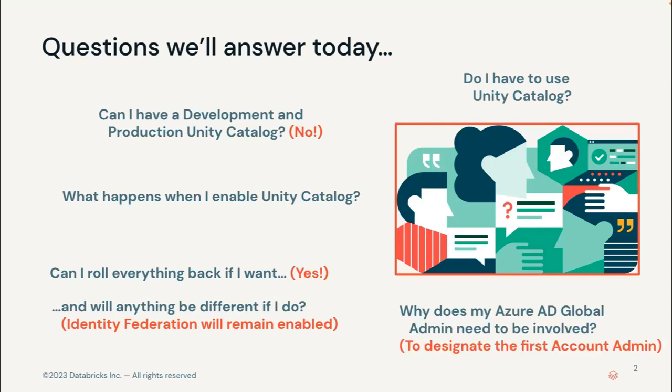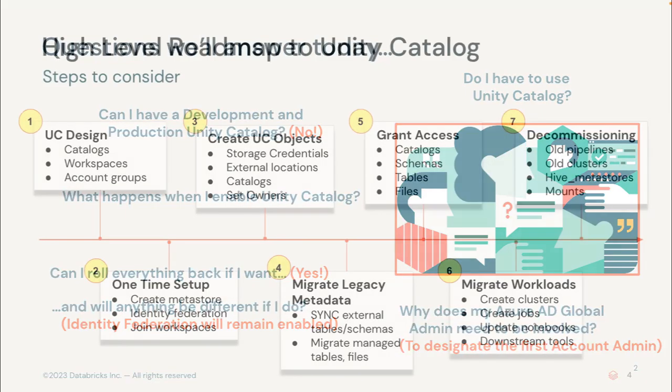And can I create dev and prod versions of my Unity Catalog? No, and this is a common misunderstanding about how the data lifecycle is managed within Unity Catalog. After today's session, you'll understand why.